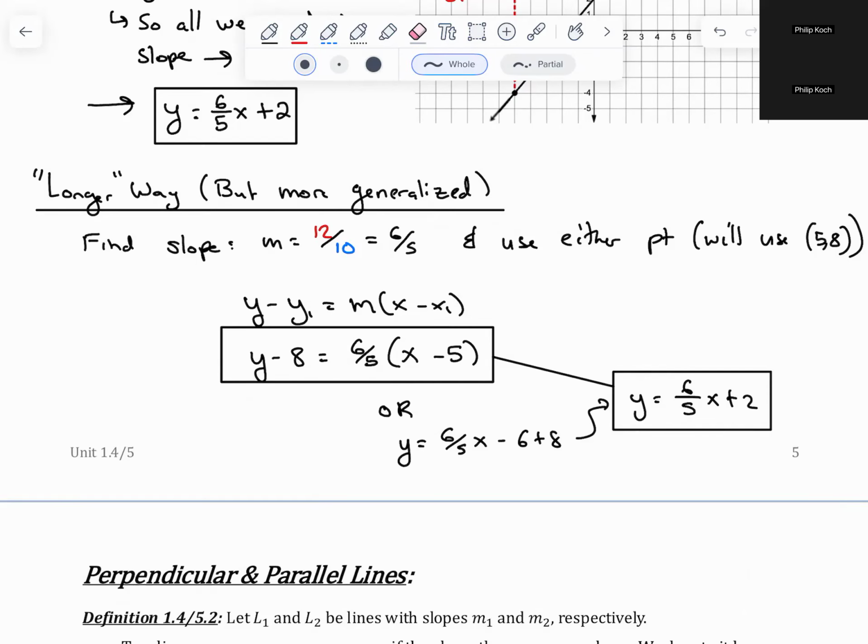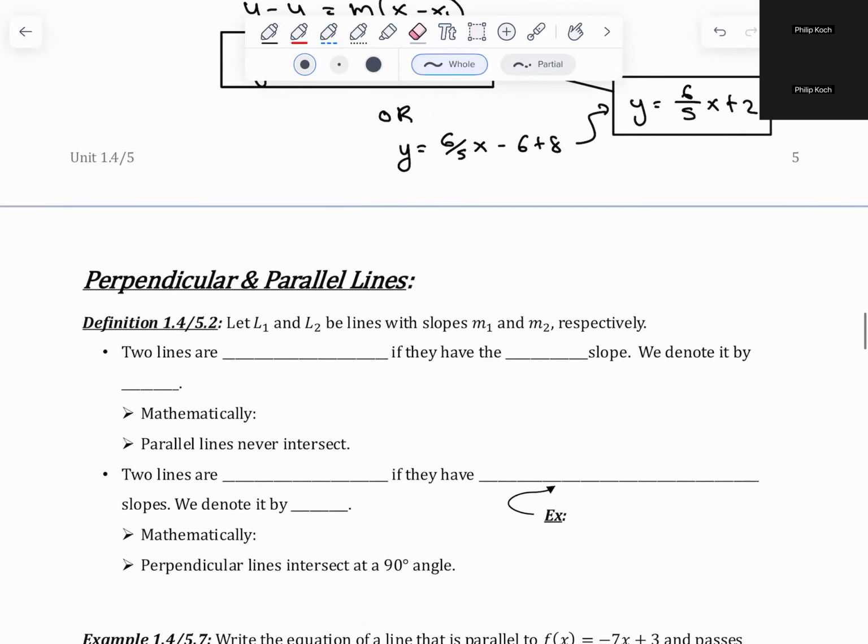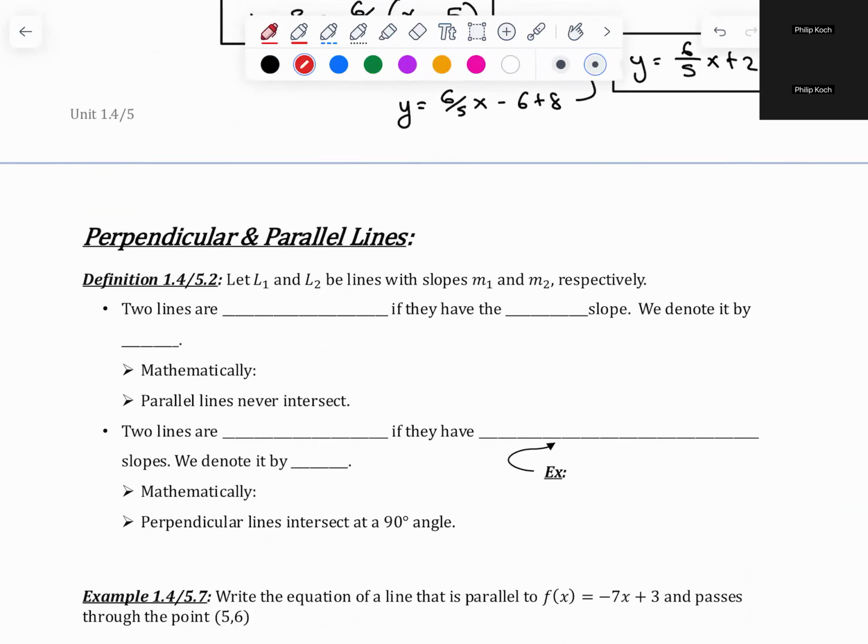Okay. Then we move on to perpendicular and parallel lines. The real important thing: let L sub 1 and L sub 2 be lines so that one of them is y equals m sub 1 x plus b sub 1, and one of them is y equals m sub 2 x plus b sub 2. The two lines are called parallel if they have the same slope. And we denote it with two slashed lines that are parallel, even though I didn't draw it right.